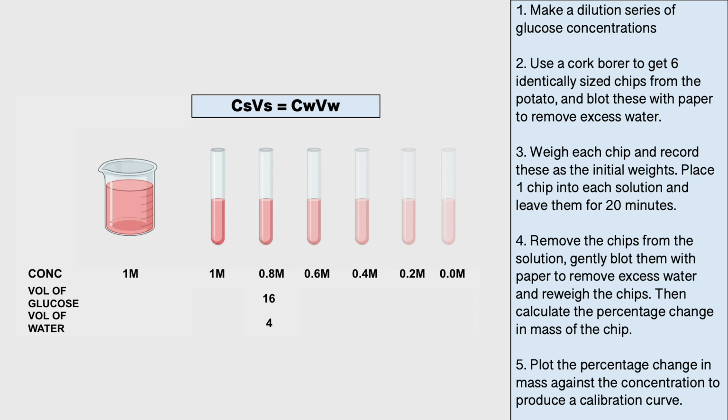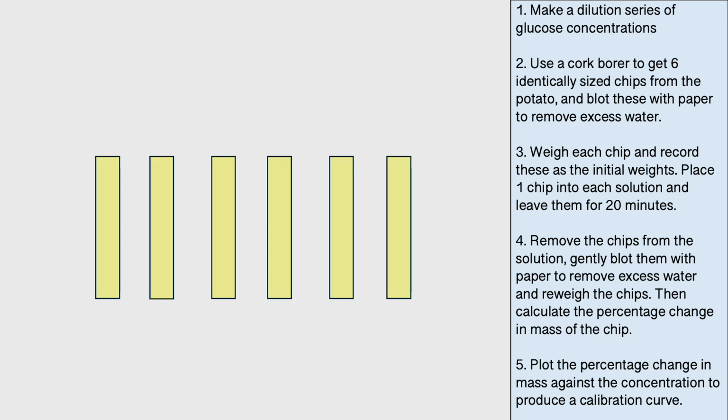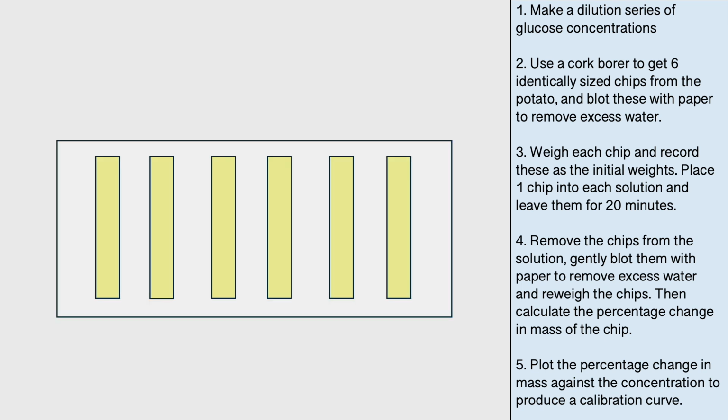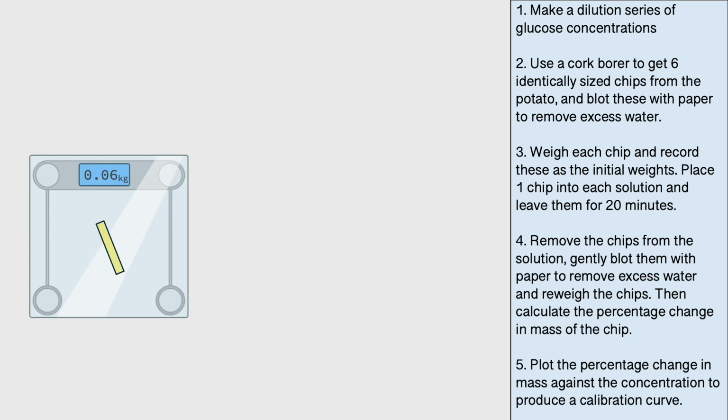If we do that for the rest of the tubes, these are the numbers we get. Next, use a cork borer to get 6 identically sized chips from the potato and blot these with paper to remove excess water. Weigh each chip and record these as the initial masses. Place 1 chip into each solution we made in the dilution series and leave them for 20 minutes.